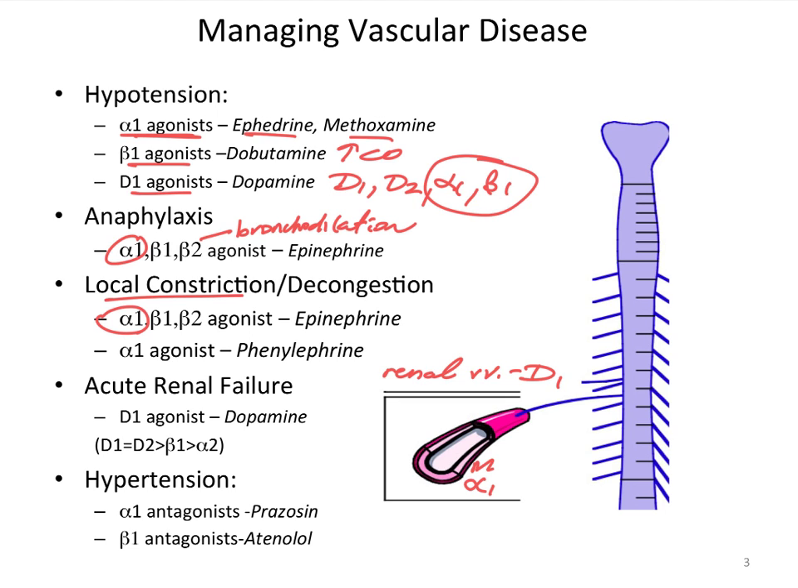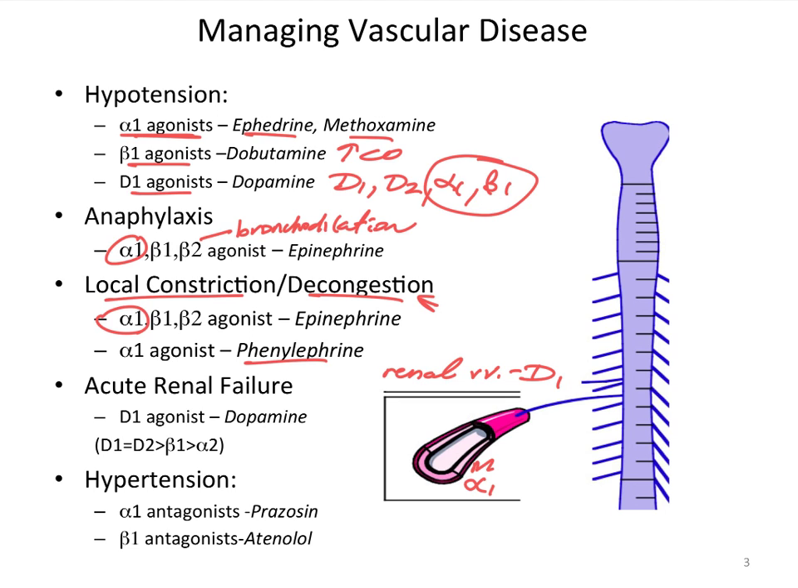We also find epinephrine put in, sometimes packed into the nasal cavity, can help to reduce not only the blood flow but also the secretions, because alpha-1 is reduction of secretions and congestion. Neosynephrine is the nose drops that you might take that also has an alpha-1 activity. Phenylephrine, same effect.